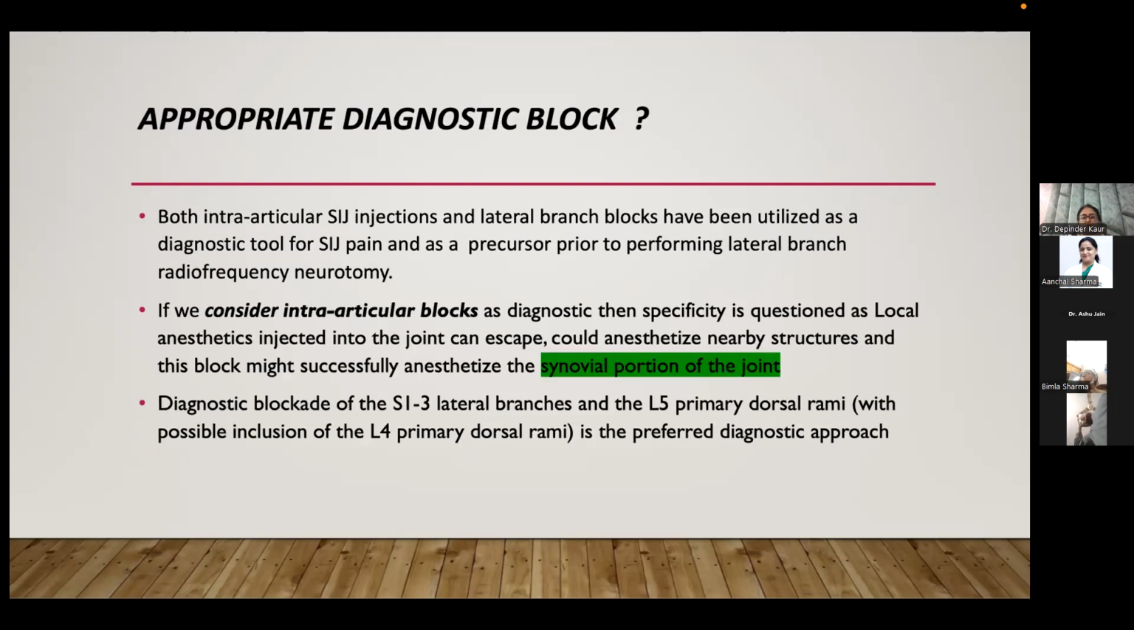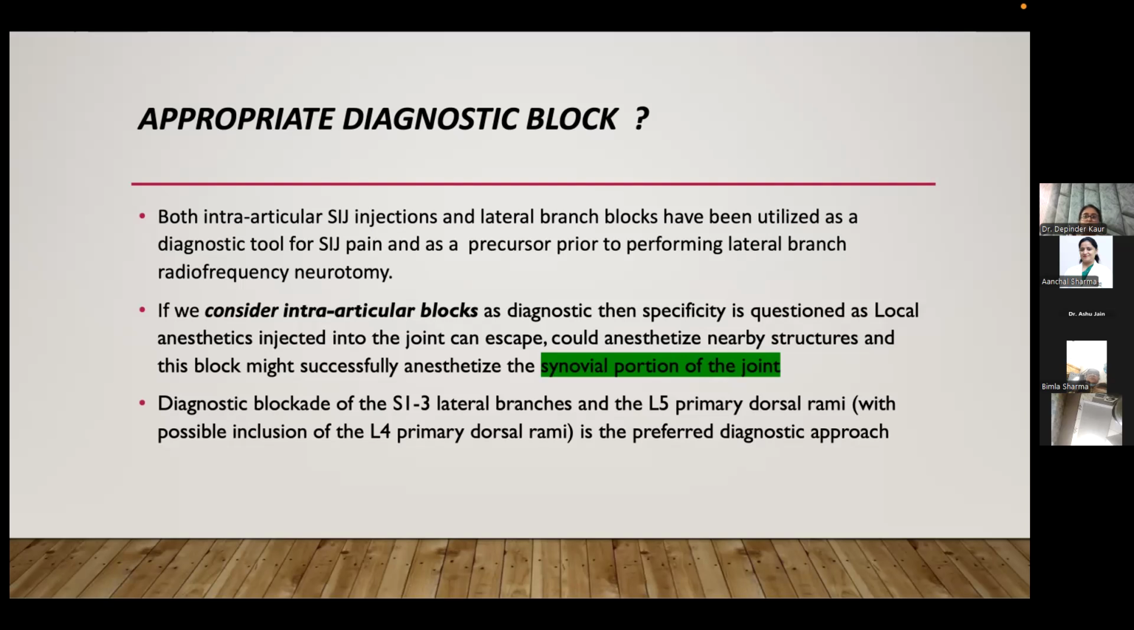If we scroll through the literature, we have seen that many studies have used the intra-articular SI joint injection as a diagnostic modality, and some studies have used the lateral sacral branch block as a diagnostic modality. So both have been performed in the studies prior to performing the radiofrequency ablation.